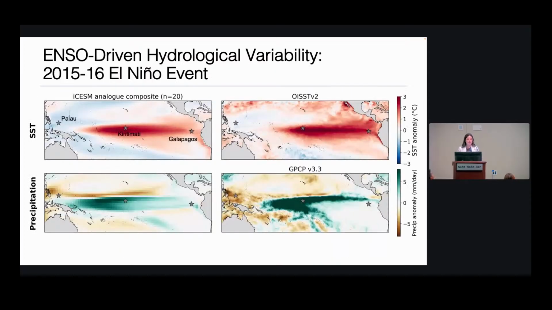So in order to understand ENSO-driven hydrological variability, I focused on the 2015 to 2016 El Niño event, where we have coverage at Palau, Christmas Island, and Galapagos. So in order to compare apples to apples as close as possible, I built a composite of analog events in ICESM by comparing the amplitude and spatial expression of sea surface temperature anomalies using common spatial indices. So here I'm showing on the left that composite of sea surface temperature and precipitation on the bottom, as well as the observed anomalies through the 2015-16 event.